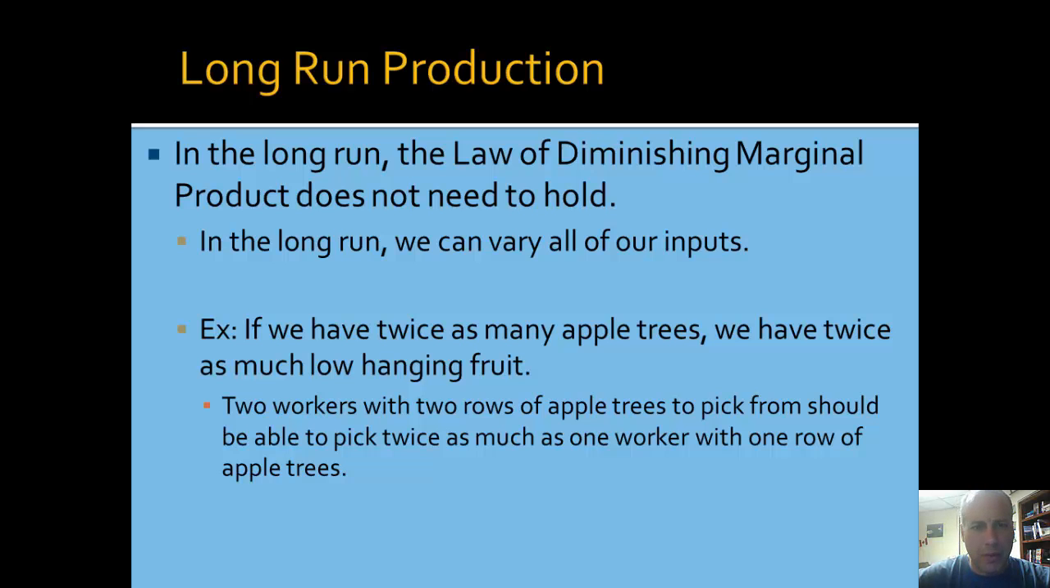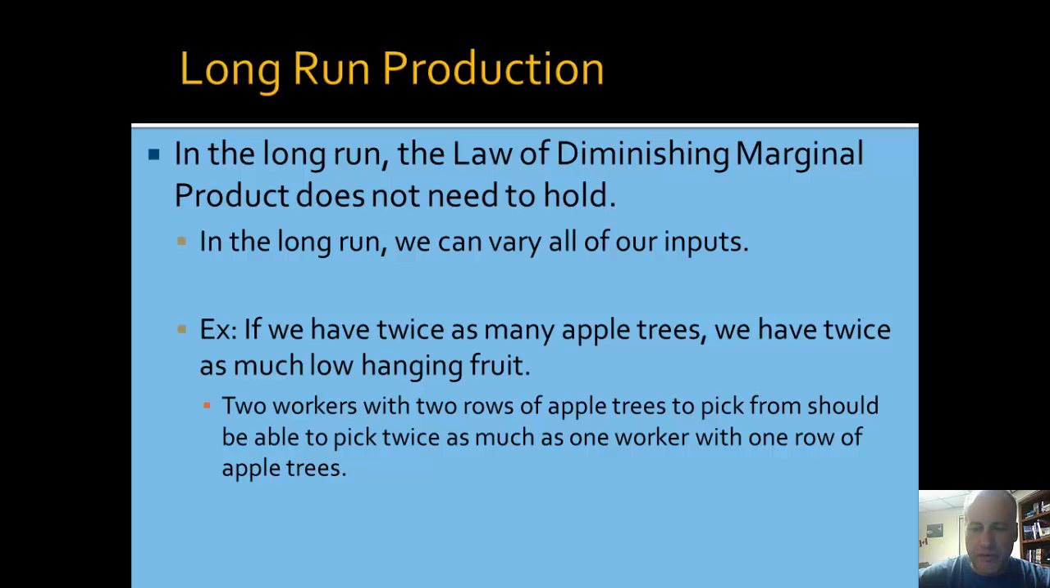Just a very quick reminder, in the long run, the law of diminishing marginal product does not need to hold. The problem in our story was that if we added workers without giving them more trees to pick from, it got harder and harder to squeeze an extra apple into your bushel. But if we had twice as much of the other inputs as well, we don't necessarily have the law of diminishing marginal product. If we have twice as many apple trees, we have twice as much low-hanging fruit. So 2 workers with 2 rows of apple trees to pick from should be able to pick twice as much as 1 worker with 1 row of apple trees. We don't have the same kind of problem when we have more of our other inputs to work with.